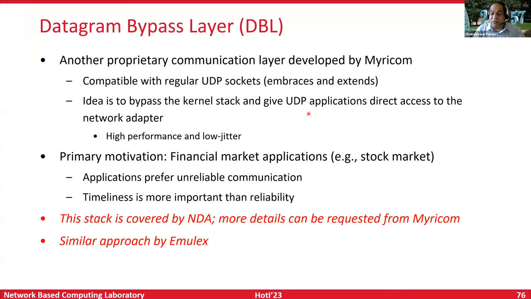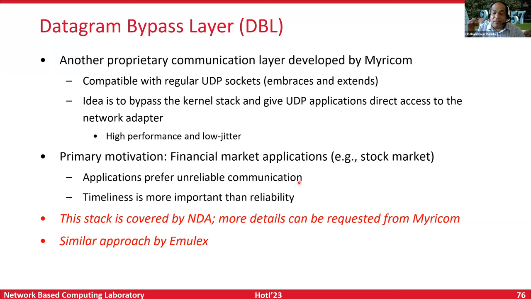Now you can always ask, okay, why is somebody speeding up the UDP protocol? Because most of the time we use TCP/IP because it is reliable and packets don't get dropped. But the primary motivation here is the financial market. Their requirements are very different from our HPC and AI. With the stock market, I'm sure some of you invest in stocks, you are looking at the stock prices or the symbols or the tickers, as the market is fluctuating.